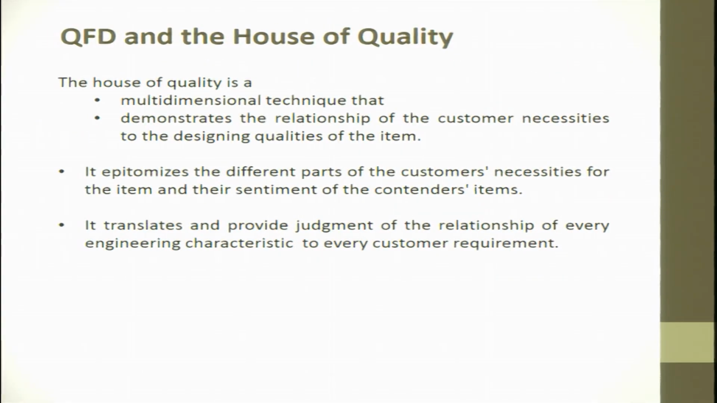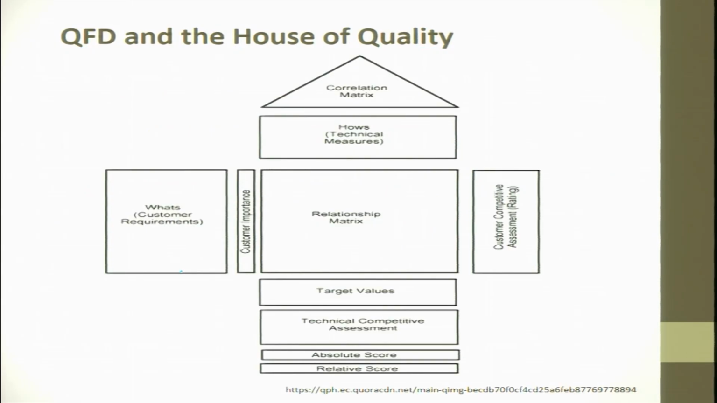For this, what we do in QFD is use the house of quality. We will see what the house of quality is. House of quality is a multi-dimensional technique that demonstrates the relationship of the customer's necessity to the designing qualities of the item. It epitomizes the different parts of the customer's necessity for the item and their sentiments for the contender's item. So that means to say the state of the art with their competitor. It translates and provides judgment to the relationship of every engineering characteristic to that of the customer requirement. So we will see what that house of quality is.